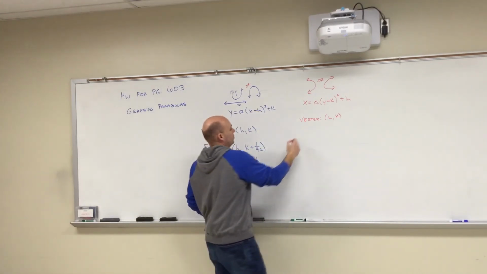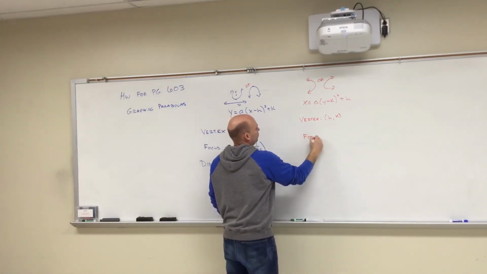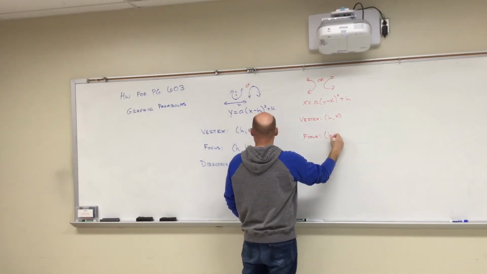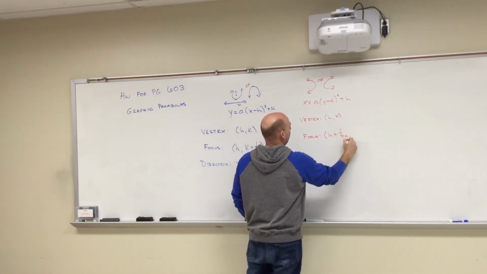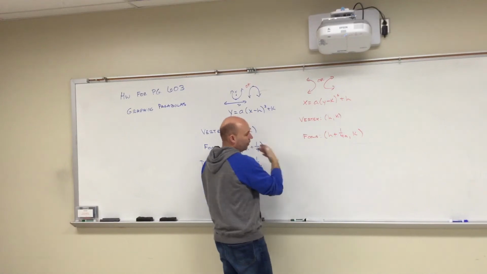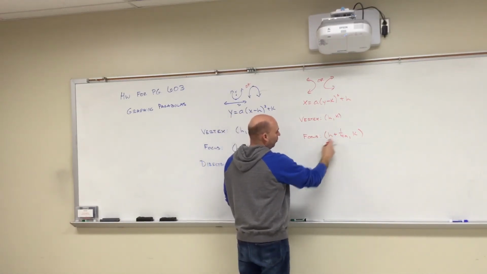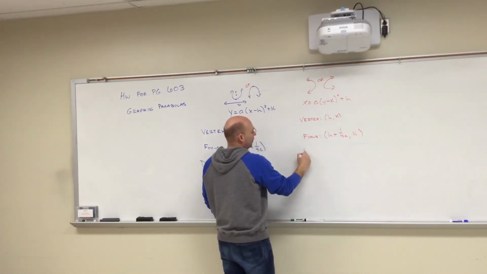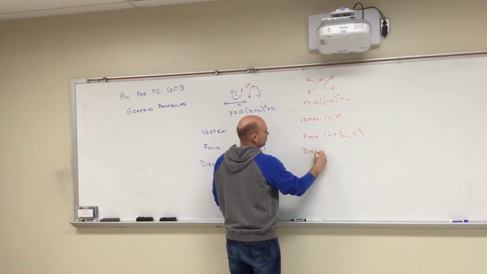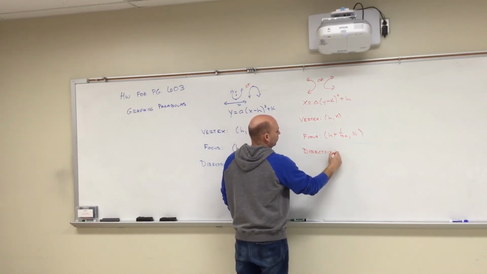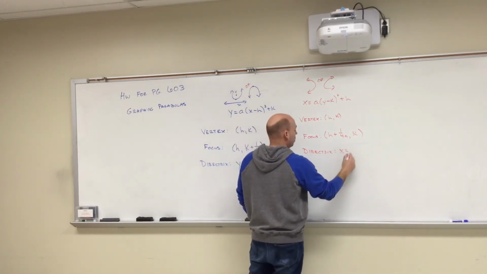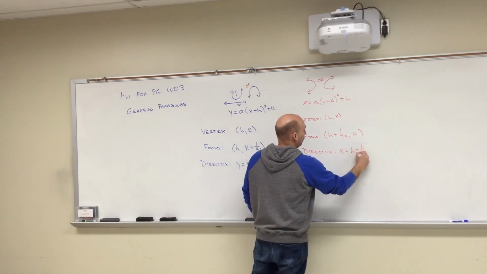Your focus is now h plus 1 over 4a, k, because it's going left to right. So h would be your left to right, and k would be your up and down. And then your directrix would be x equals h minus 1 over 4a.